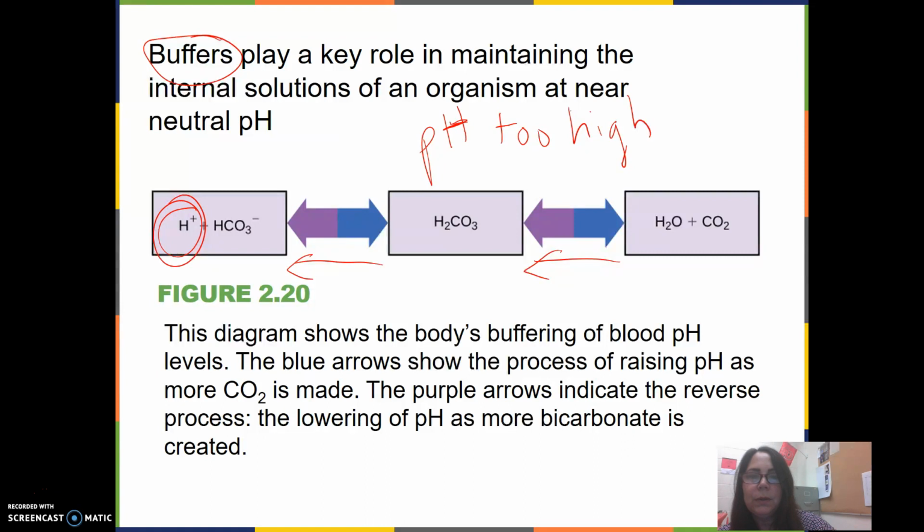If the pH is too low, the opposite will happen. Bicarbonate ions and hydrogen ions in your body fluids will combine to form carbonic acid, and carbonic acid will break up into water and carbon dioxide. In other words, it will lower the hydrogen ion concentration and raise the pH.